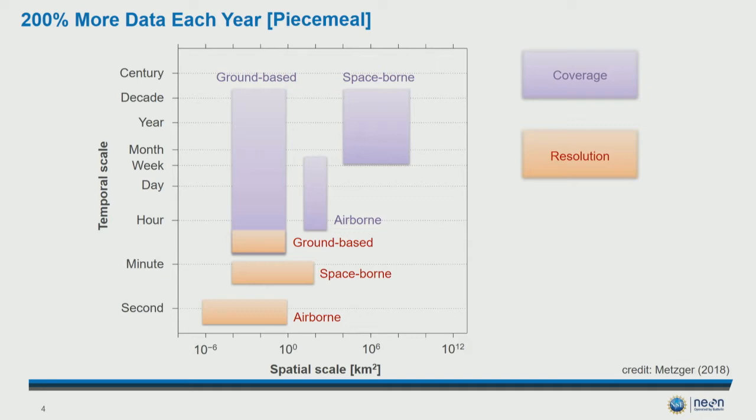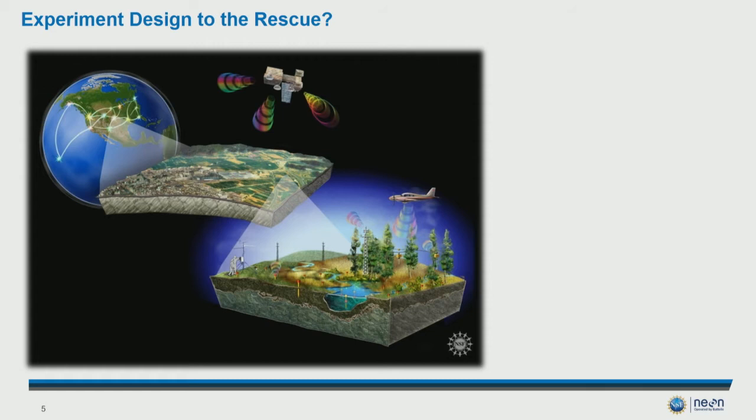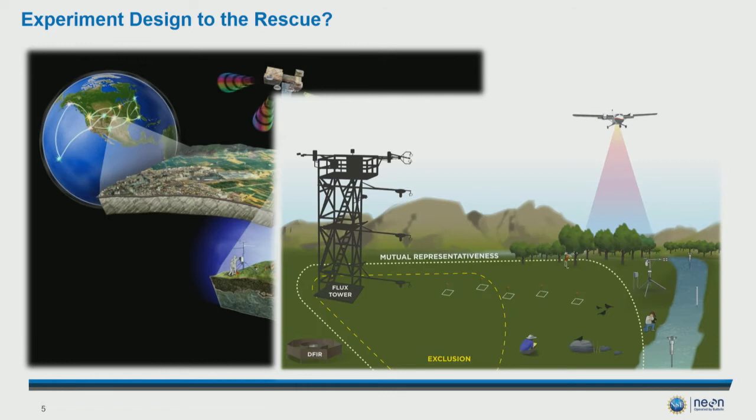Can experiment design come to the rescue? Hierarchical experiment design is nothing new. At the same time, in addition to thinking about areas of mutual representativeness in space and time, maybe it could also help to think about areas of exclusion where we don't actually want to co-locate sensors because they might reciprocally impact each other.